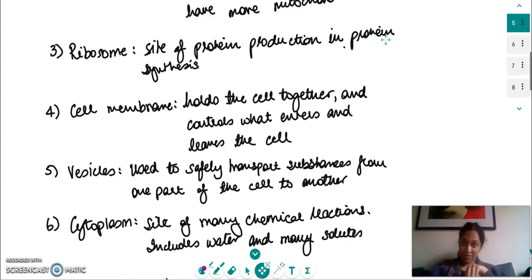These proteins can be used by the cell, or these proteins can be exported via a vesicle outside to another cell. For example, hormones. This is how hormones work. So the ribosome is very integral to the subcellular organization of the cell.